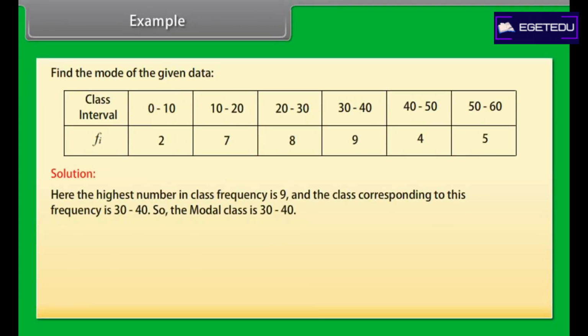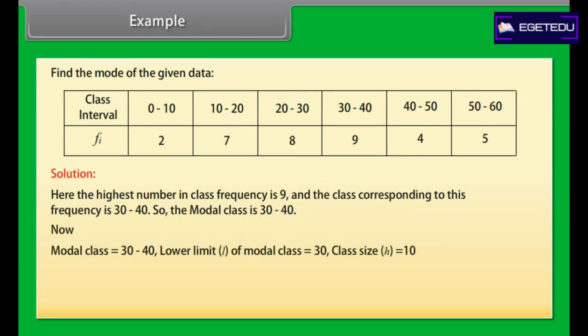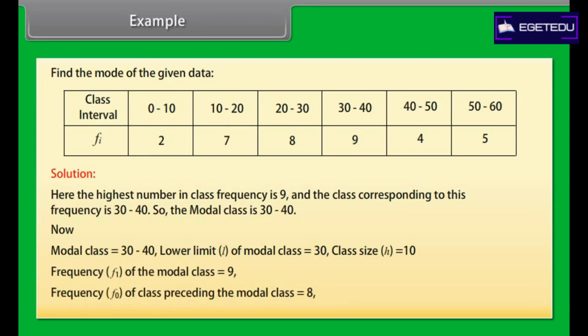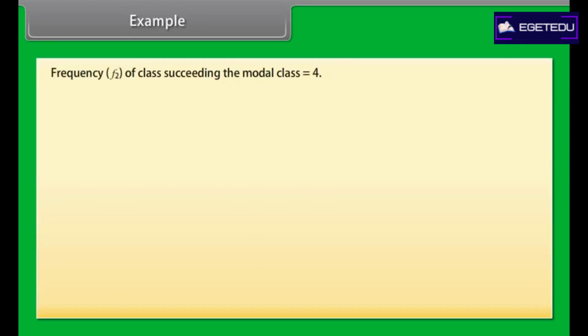Solution. Here the highest number in the class frequency is 9, and the class corresponding to this frequency is 30 to 40. So the modal class is 30 to 40. Now, modal class is equal to 30 to 40. Lower limit L of modal class is equal to 30. Class size H is equal to 10. Frequency F1 of the modal class equals 9. Frequency F0 of class preceding the modal class equals 8. Frequency F2 of class succeeding the modal class equals 4.